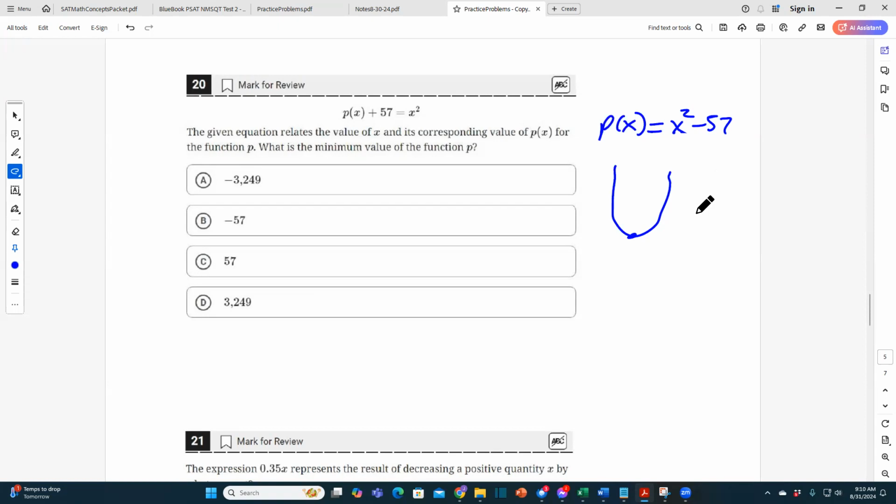You can graph this in Desmos and see what that vertex is. If you're familiar with vertex form, we have y equals a times the quantity x minus h squared plus k, where (h, k) is the vertex. So we just have x squared. That means it was x minus 0 squared, and then minus 57. So the vertex is at (0, -57). And the y value is the min or max of the function, so -57.